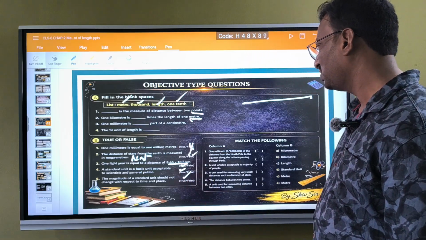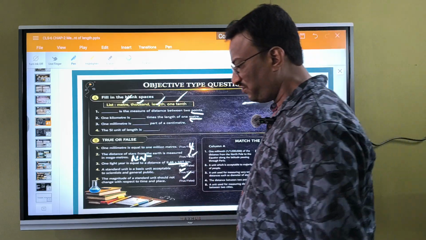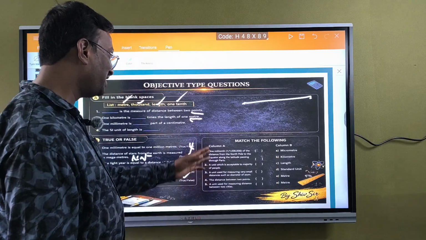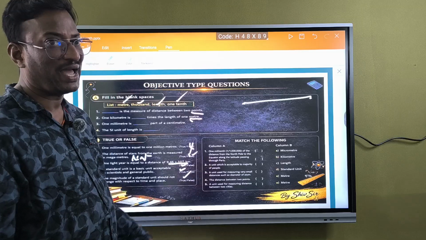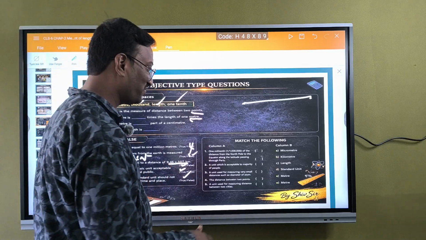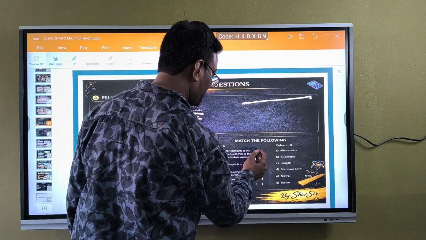Yes, true. And now we go for match the following. 1 millionth of the distance of the North Pole to the equator along the latitude that passes through Paris. We already discussed, that is what we call meter. So that is E.